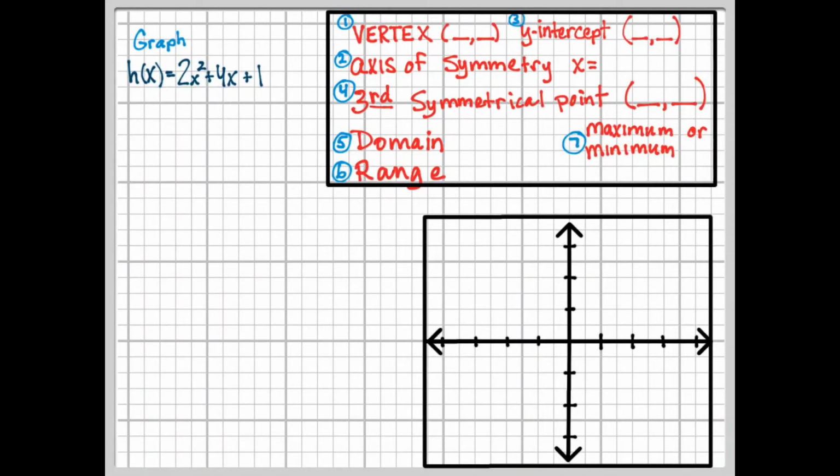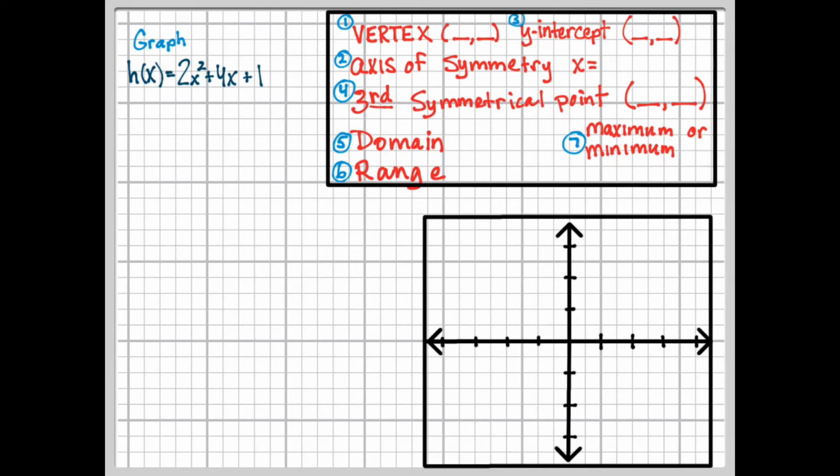In Part 2 of this video, we're going to graph the function h of x equals 2x squared plus 4x plus 1. We know this is a quadratic function because it has an x squared. So this is a second degree polynomial.